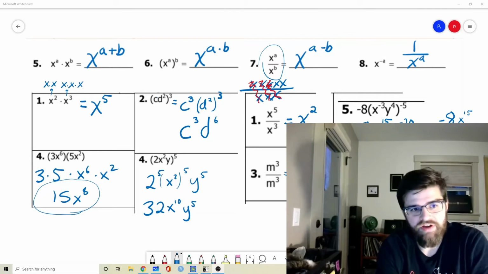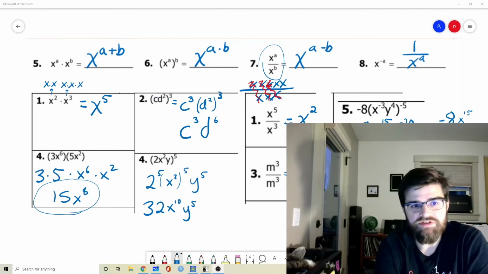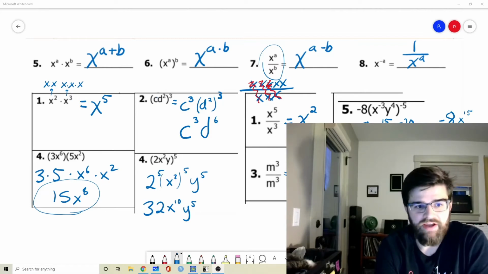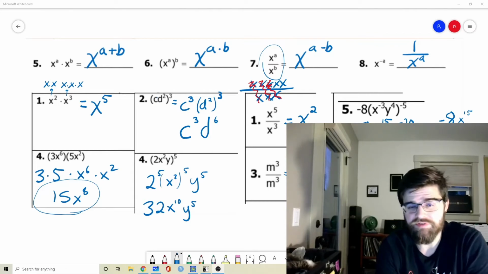Quotient rule tells me if I am dividing two bases, again they have to be the same base, then I can just subtract the exponents. So x to the fifth over x cubed becomes x squared, just 5 minus 3 gives us the exponent.